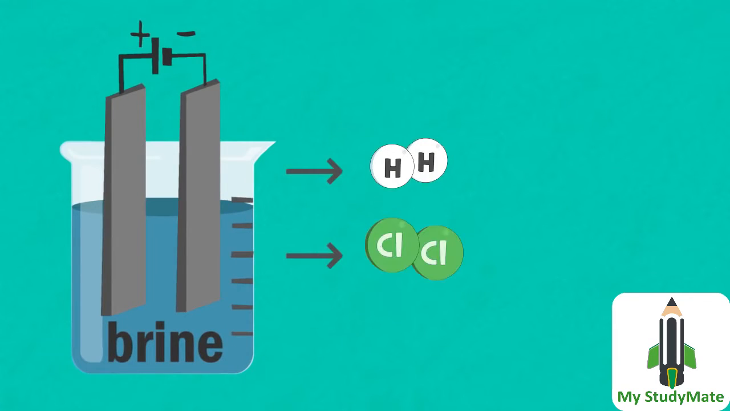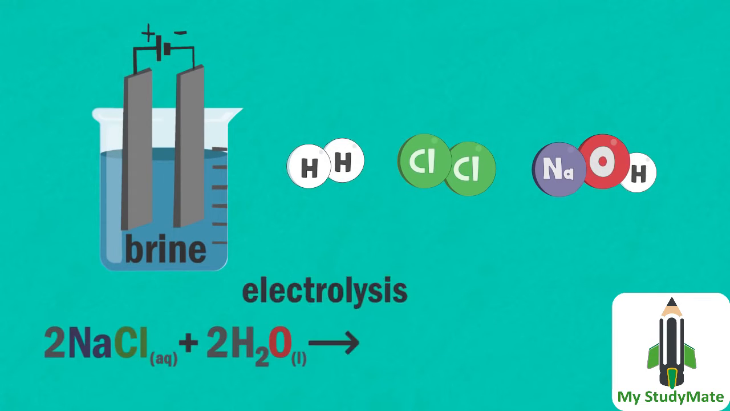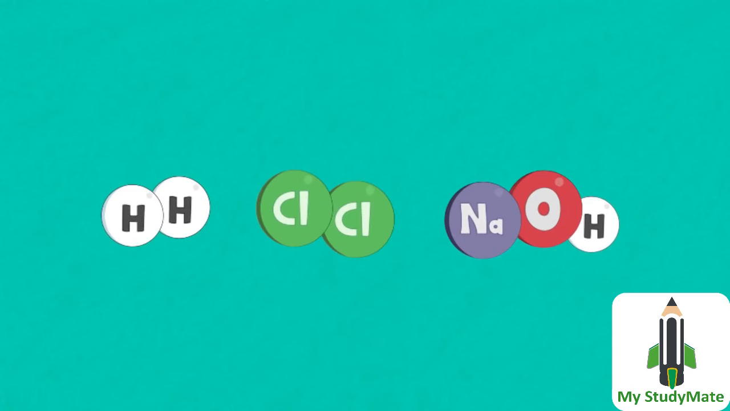And so we can write a summary equation: concentrated sodium chloride solution plus water, when electrolyzed, gives sodium hydroxide solution, hydrogen gas and chlorine gas. These products are very useful, and the electrolysis of brine is done on a much larger industrial scale.